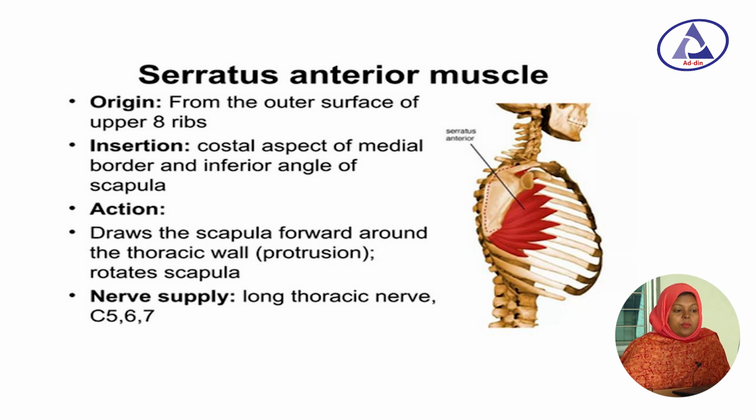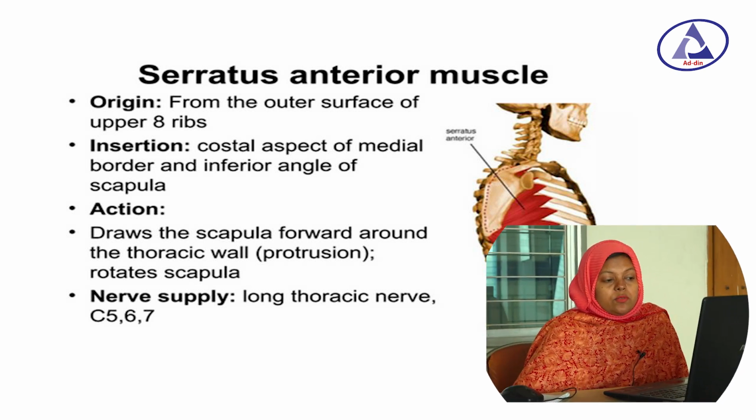In winging of the scapula, the medial border and inferior angle are unduly prominent. That means the person cannot do any pushing action. This is very important for our written exam. So, this is all about our pectoral region. Thank you very much.